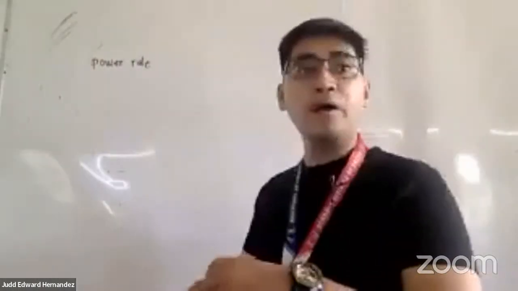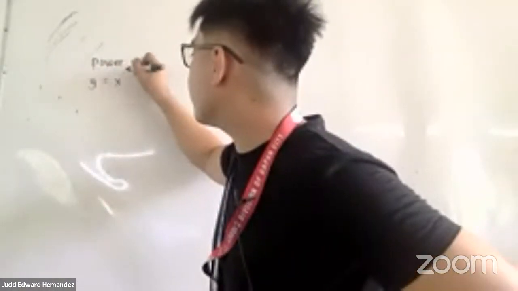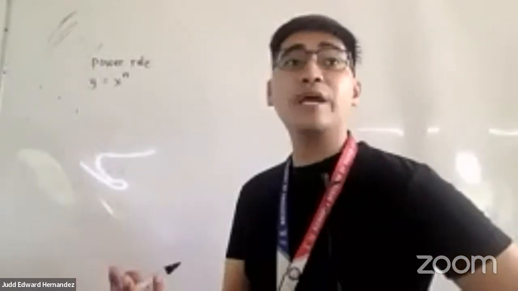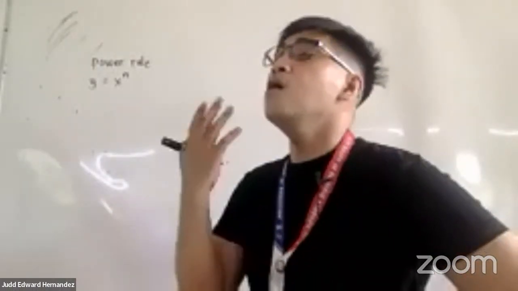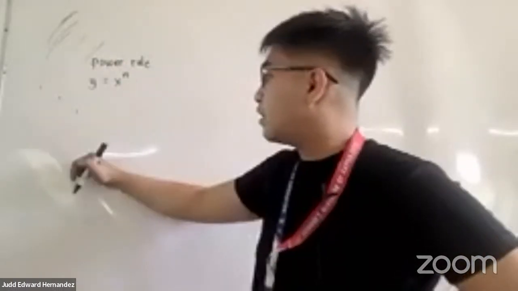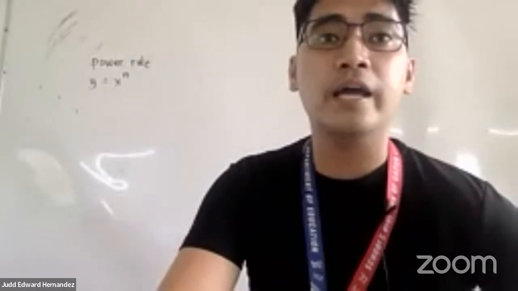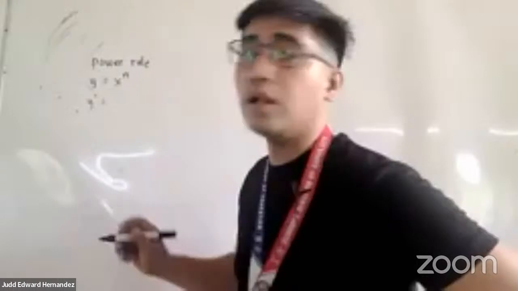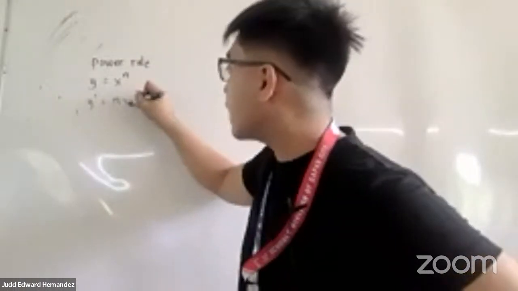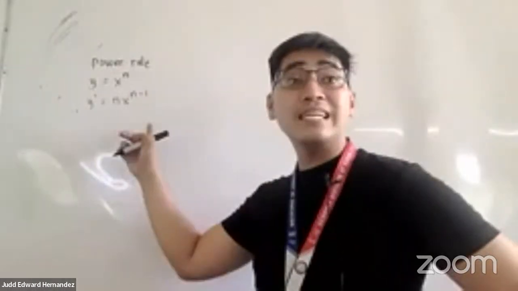Okay, for the power rule. What if you're given y is equal to x raised to n, and you're asked to get the derivative using the power rule? This is how we get the derivative of y is equal to x raised to n. Therefore, its derivative, y prime, is equal to n times x raised to n minus 1. So, this is the formula.